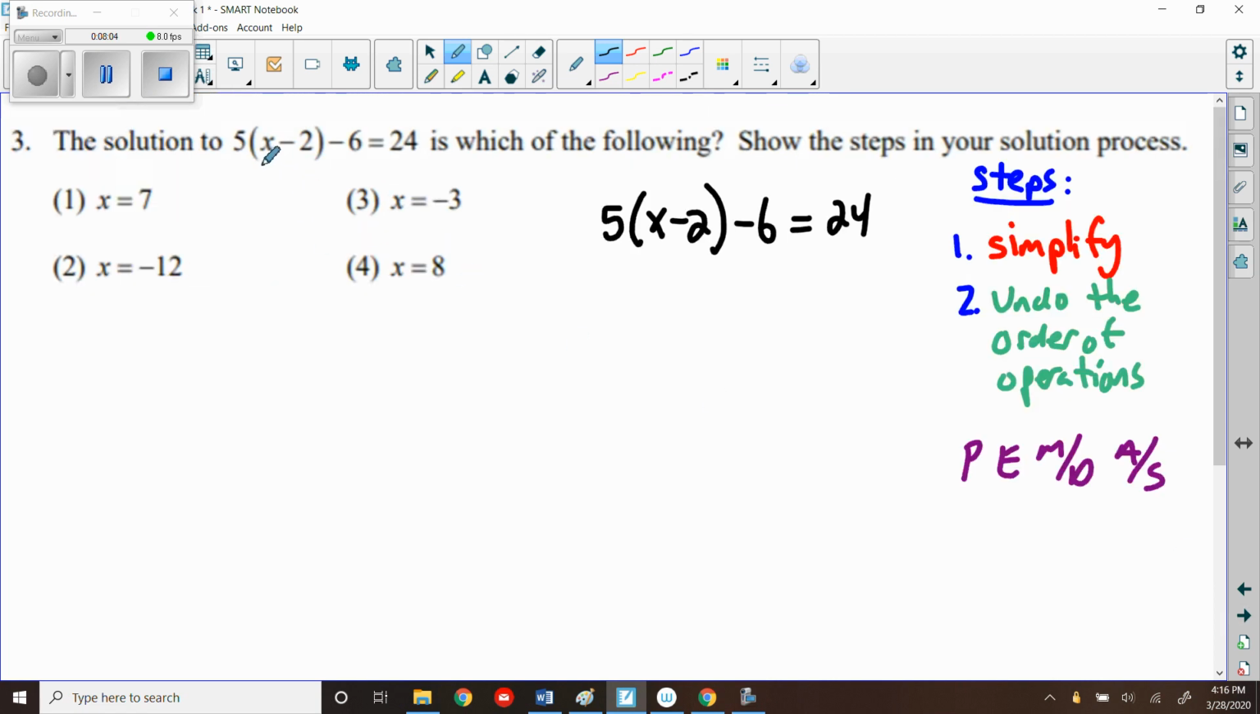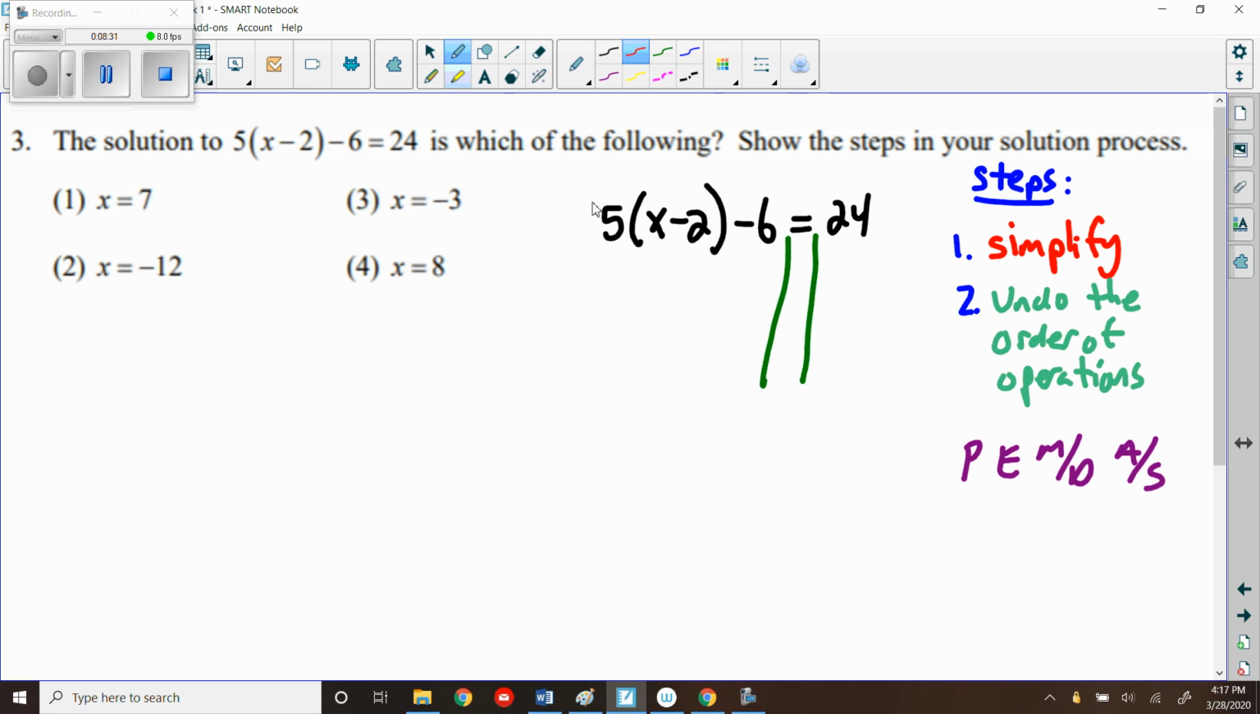The solution to 5 times the quantity x minus 2 minus 6 equals 24 is which of the following? Show the steps. Okay, so my steps are going to be number 1, simplify, and number 2, undo the order of operations. In order to simplify, once again, I'm going to build my walls. And I am going to simplify the entire left side.